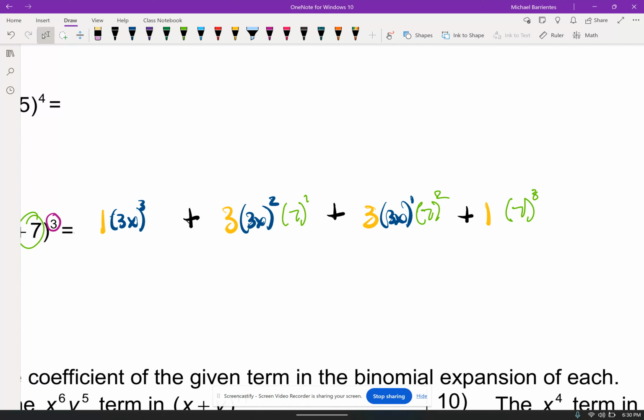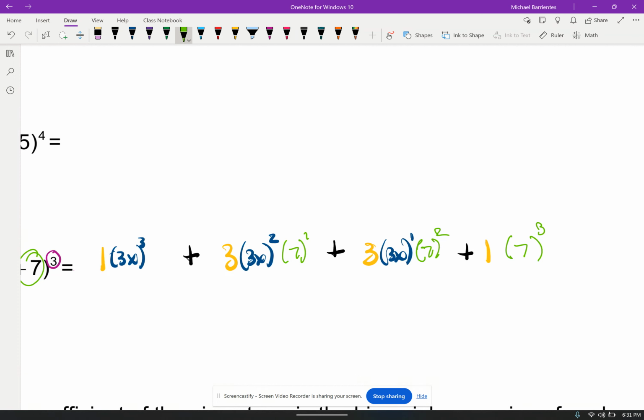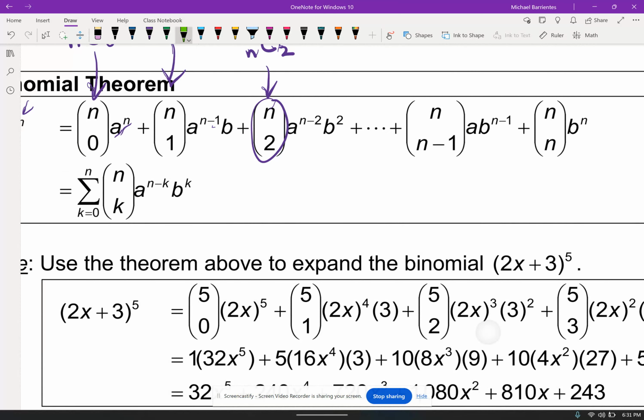Now, is it simplified? Well, no, it's not really simplified. And that's what we're going to do on Monday. We'll come back and we'll clean this up. But this is the pattern that the binomial theorem at the top is telling me I can do.